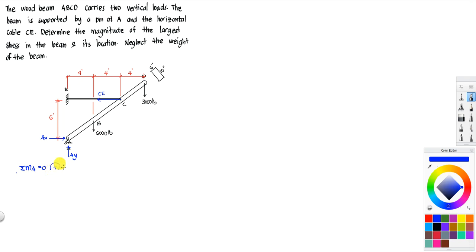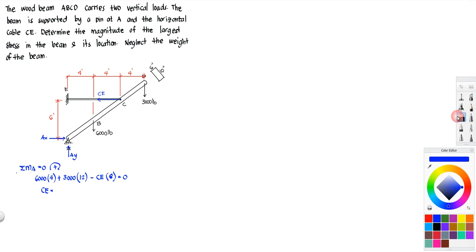So, I will have it as clockwise to be positive. So, I will be having here 6,000 multiplied by 4 plus 3,000 multiplied by length of 4, 8, 12. Okay? And then minus, I will be having here the CE multiplied by 6 equal to 0. Okay? So I have here now the value of CE. So ilang pounds yun? So that is 6,000 times 4 plus 3,000 times 12 divided by 6. 6, sorry. It's 8.